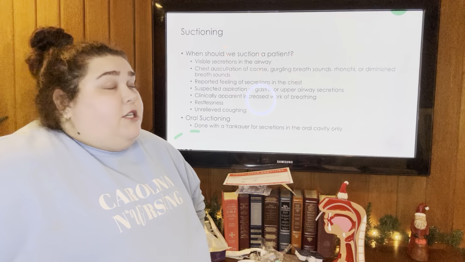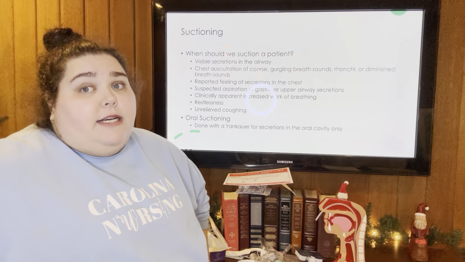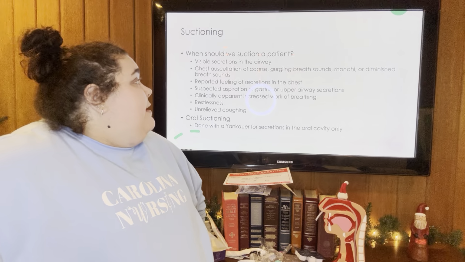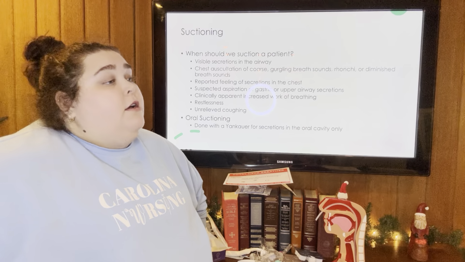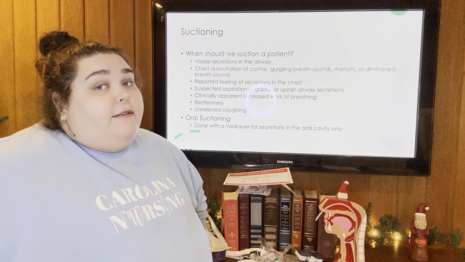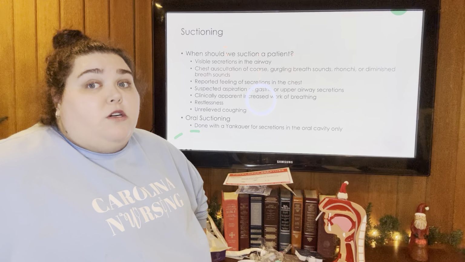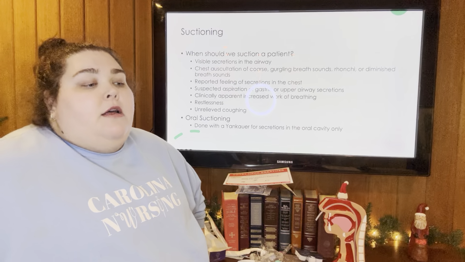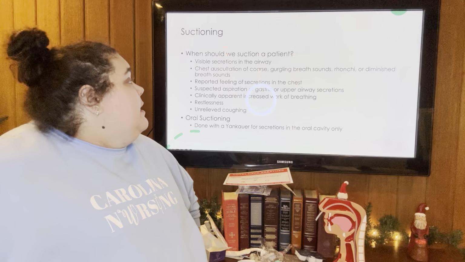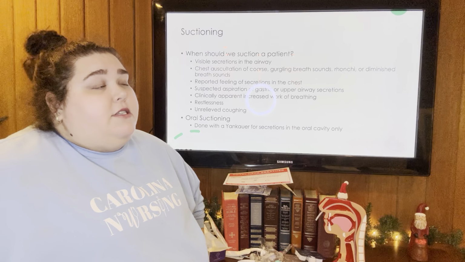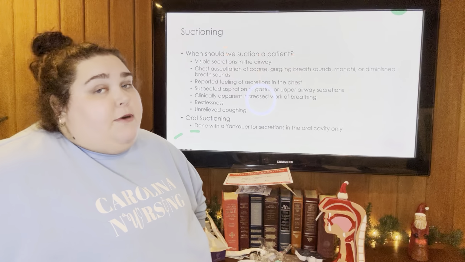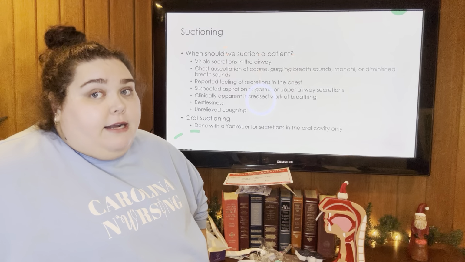So if there's visible secretions in the airway, so if the cannula is just looking gucky and gross, then it needs to be suctioned. Sometimes you'll hear from the doorway of the room that coarse chest sound. Sometimes you'll hear them with a stethoscope. If that's the case, then we need to suction. If the patient feels like there's guck in the trach, if we think that they have aspirated something down the trach, then we definitely want to suction it.